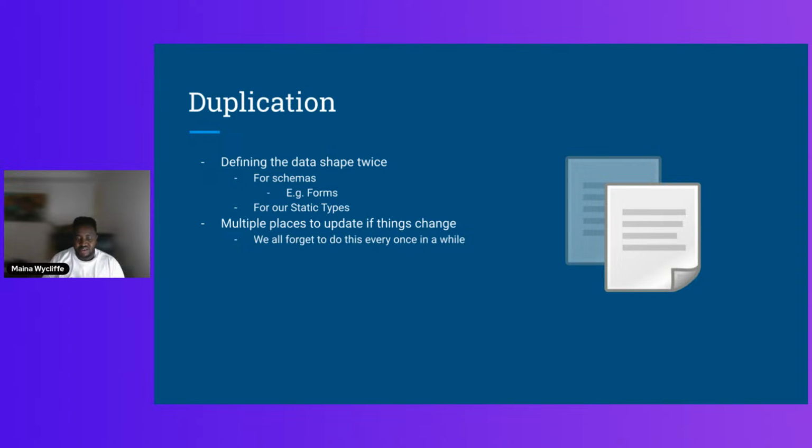This means we end up having multiple places to update if something changes. If we wanted to introduce something like age or birth date within our application, we need to go and update the schema and then also go and update our type. And well, developers forget to do things, and this means that sometimes it gets out of sync. Sometimes it's not the end of the world, sometimes it is, and it can introduce weird bugs or even break our application.